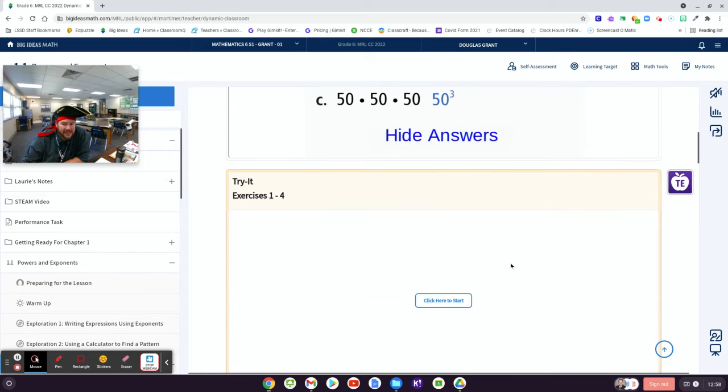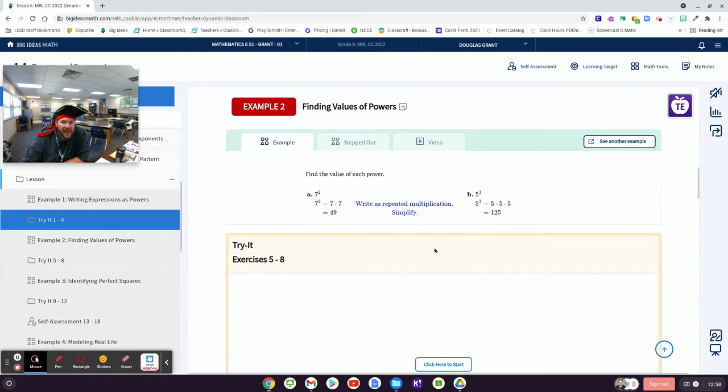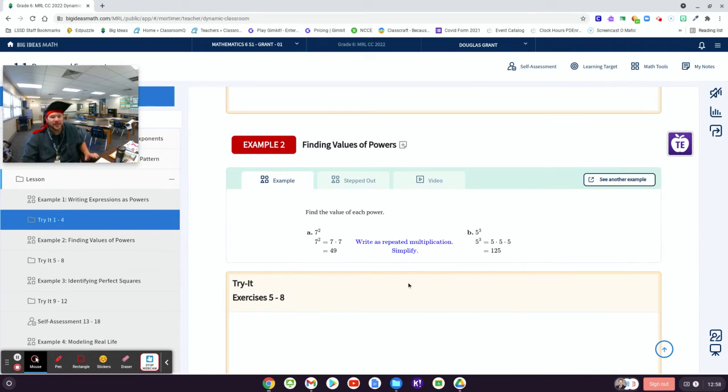Okay, our next set is actually to evaluate some of these. So example 2 is finding the value of powers. Some of these numbers are going to be big, so you're going to want some scratch paper. For a lot of what we're going to do on this specific chapter, it's okay to use a calculator because these numbers get big real fast. So if it says to find the value or evaluate 7 squared, that would be 49 because it means 7 times 7.